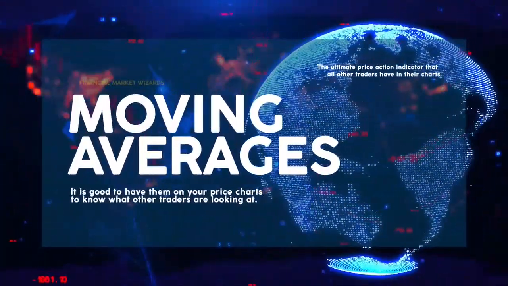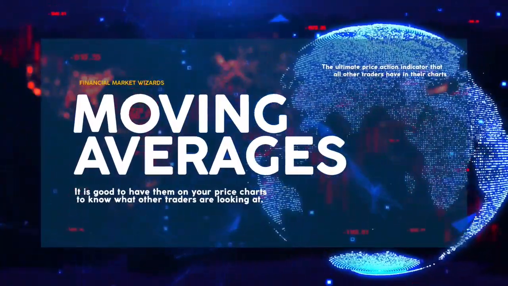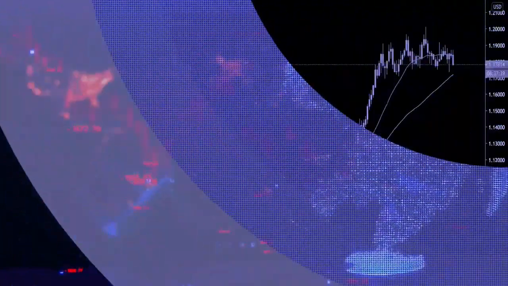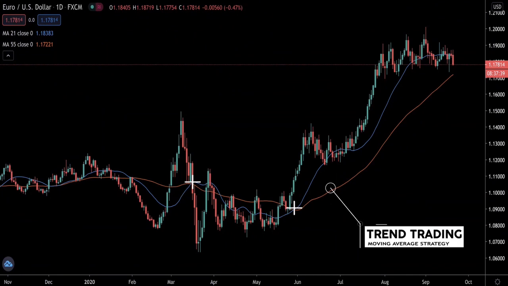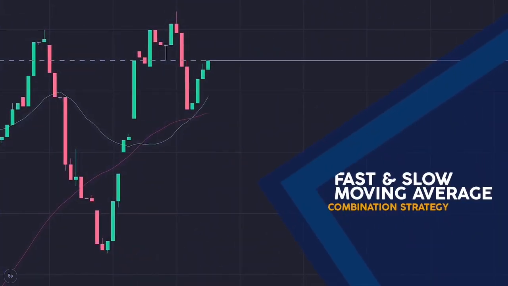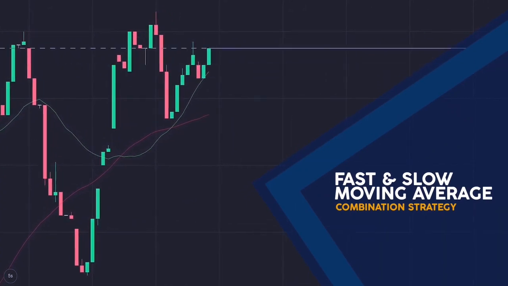One of the most popular, widely used technical tools in trading is moving averages. Because they are used by so many traders, it is good to have them on your price charts to know what other traders are looking at. When it comes to trend trading, traders usually use a combination of fast and slow moving averages to analyze the instrument. In this Forex trading video, I will be showing you how you can follow this approach and show you a slightly different way to use the moving averages when you are trading.